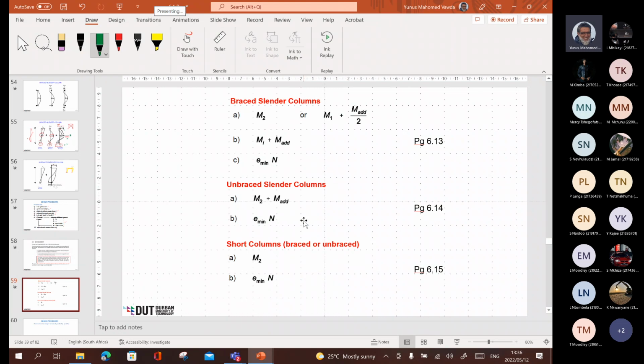Okay, short columns, there's no braced or unbraced. There's no additional moment because it's short. It fails by crushing. Okay, these two, you have a combination of buckling and crushing. So for braced slender and for unbraced slender columns, you take into account the buckling plus the crushing. But when it comes to short columns, there's nothing there to add on to it.